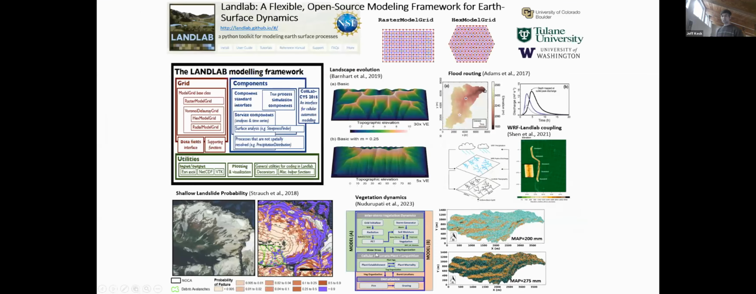So mass wasting runout is coded in Python as a component for the package Landlab. And Landlab is a flexible open source modeling framework for Earth surface dynamics. I think the next presentation I saw is also going to be doing their modeling in Landlab. But the nice thing about Landlab is, one, it has grids that you can build your model on. Everything with landslide or mass wasting runout is built on the raster model grid. And there's existing models. Like there's the shallow landslide probability model, and there's this vegetation dynamics model.